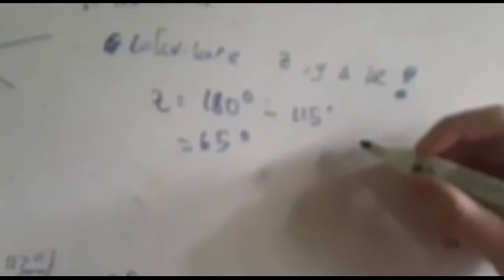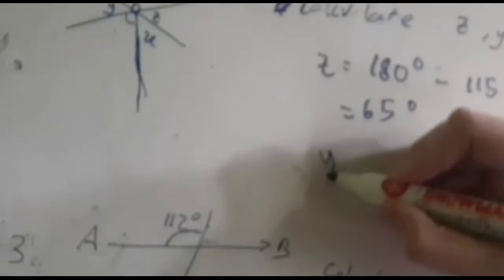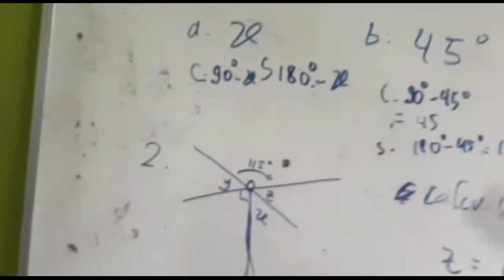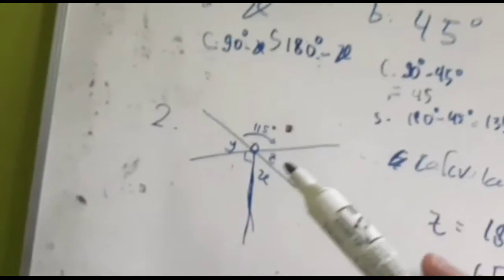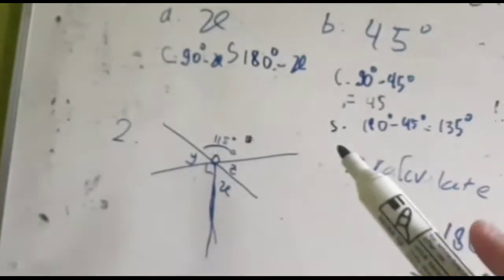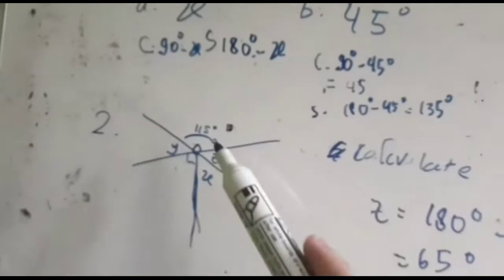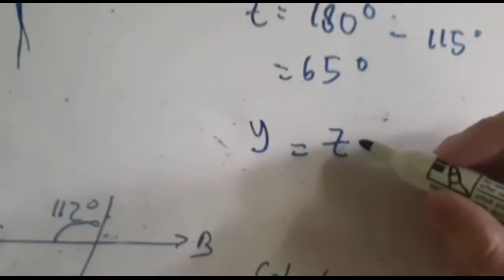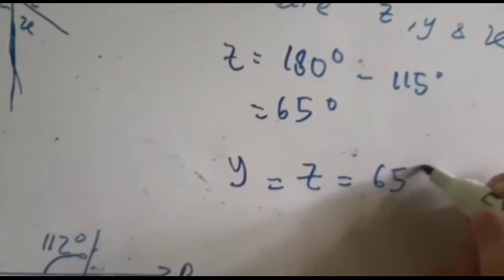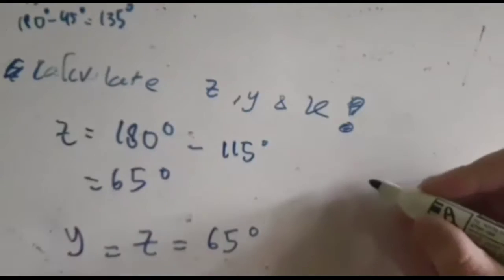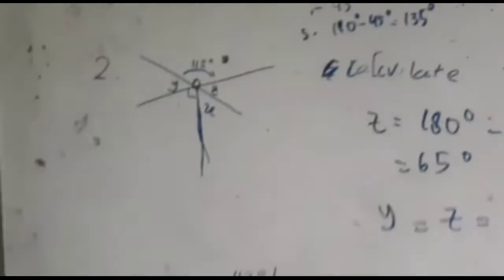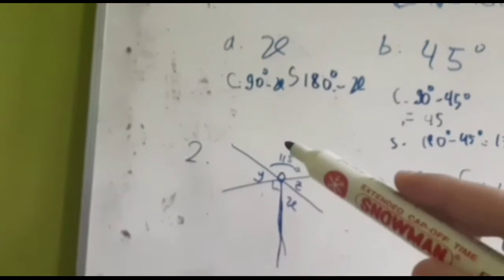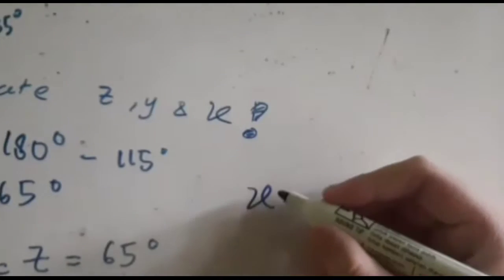Now y. y is an alternate angle with z, so they are equal, and it is also on a straight line with 115, so it equals z, which is 65 degrees as well. And now x. x is alternate with 115 degrees, so it is 115 degrees too.